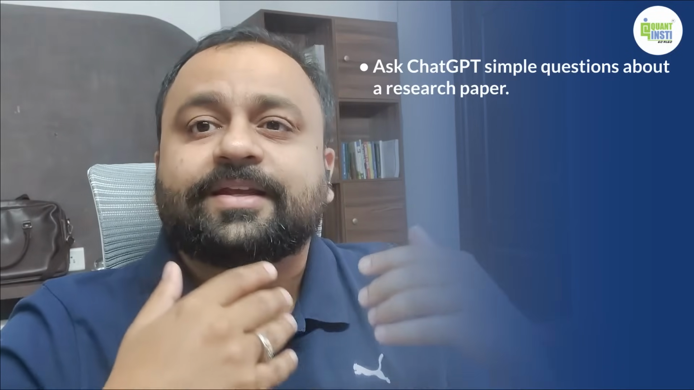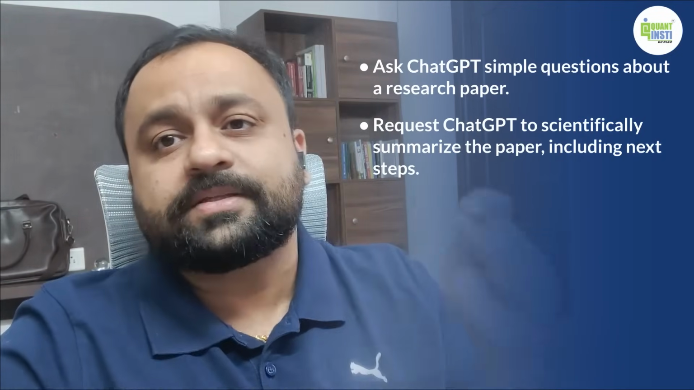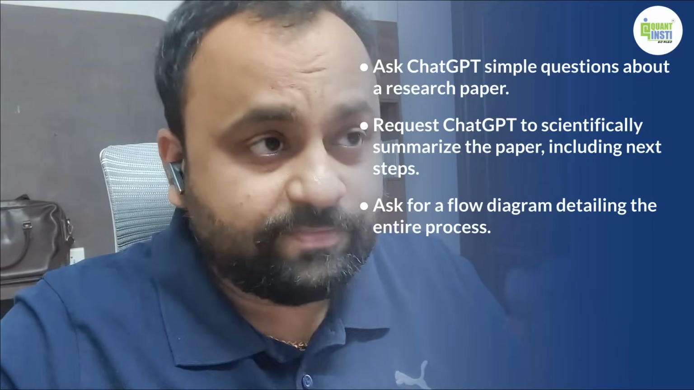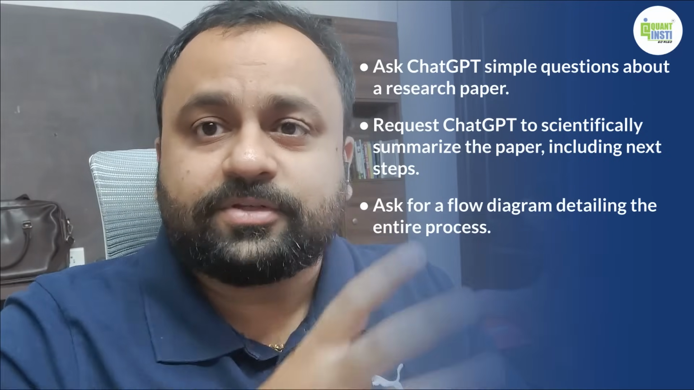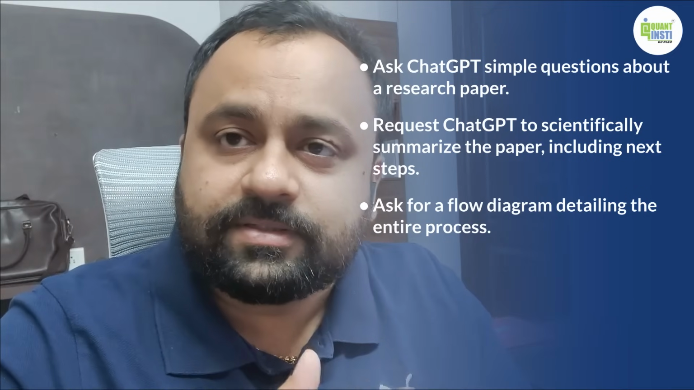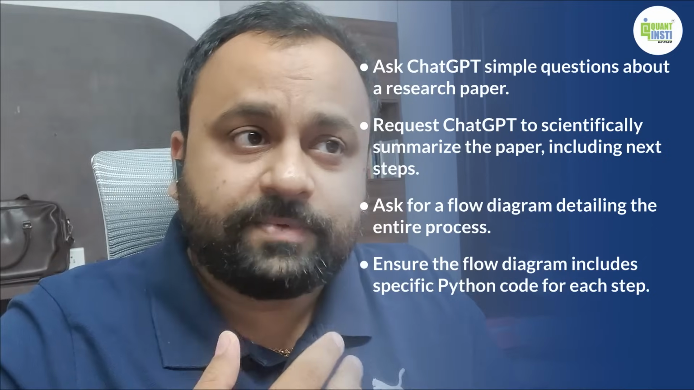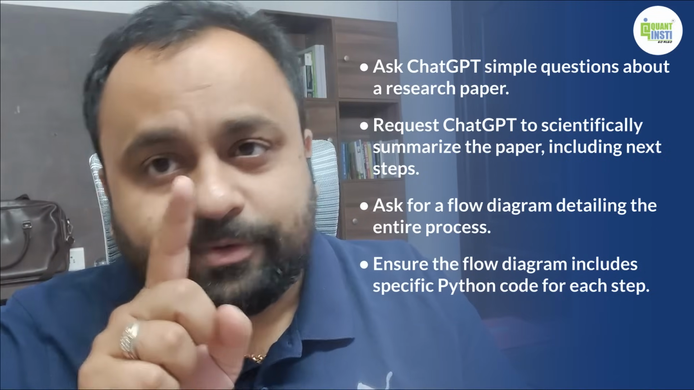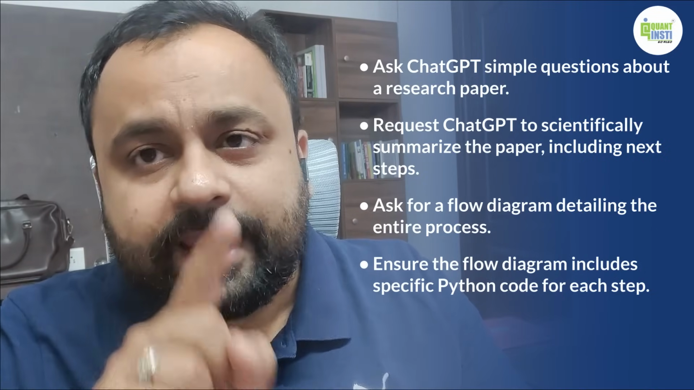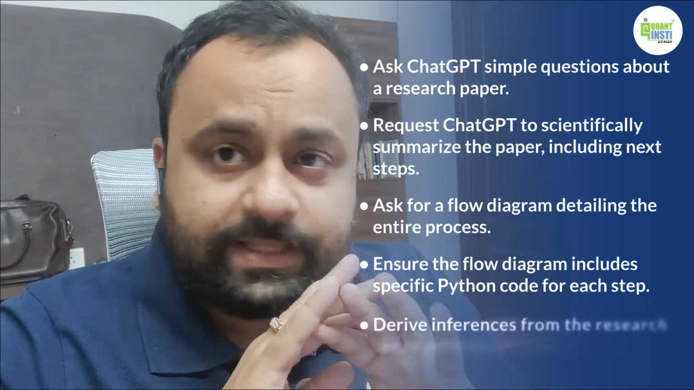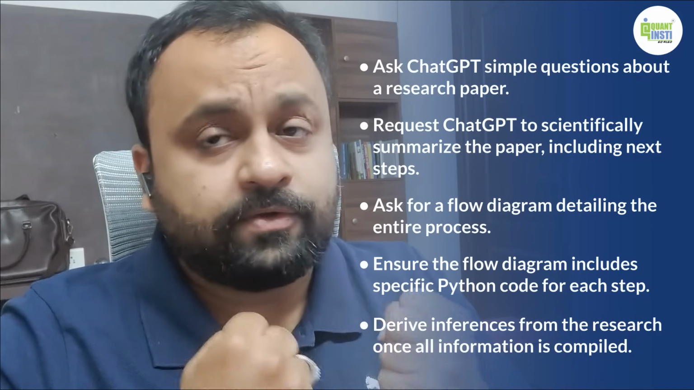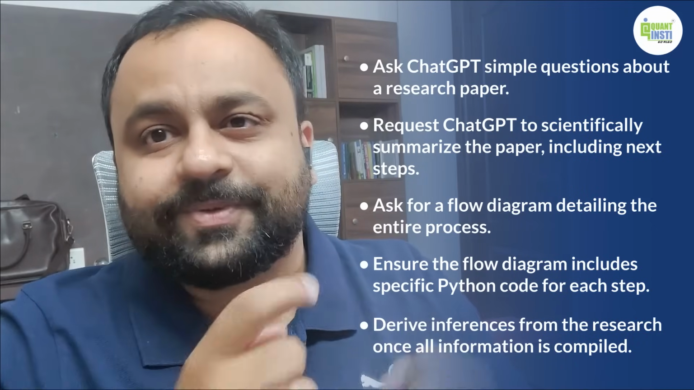We are going to take a research paper. We are then going to ask ChatGPT to help summarize this research paper. As a next step, I will ask ChatGPT to give me a flow diagram. How could I actually go through the entire process? And this flow diagram would also help me to not just go through the process of Python implementation, but it is going to give me the specific code in every step of the process. In the end, once we have everything in front of us, we are going to derive some inferences from this research. So let's get to it.